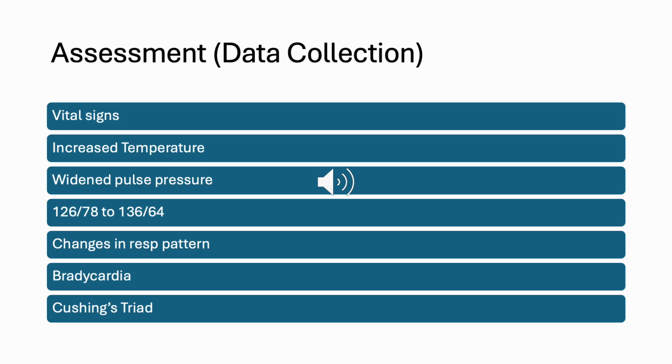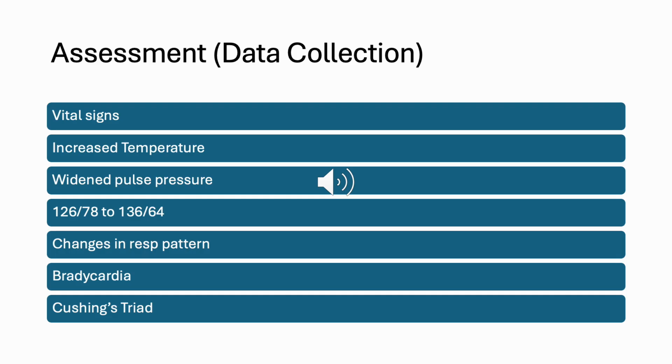So you have to trend them and watch, because a widened pulse pressure, really wide, is a symptom of increased intracranial pressure, but it's a really late symptom, and the patient's probably not coming back from it. Okay? Look for changes in respiratory pattern. That's another late symptom of increased intracranial pressure.